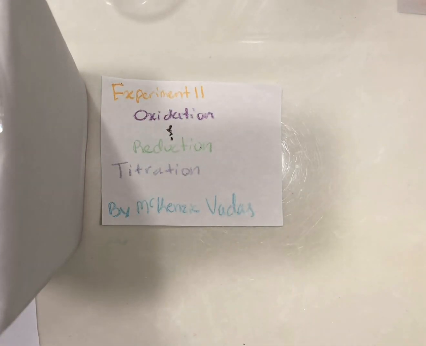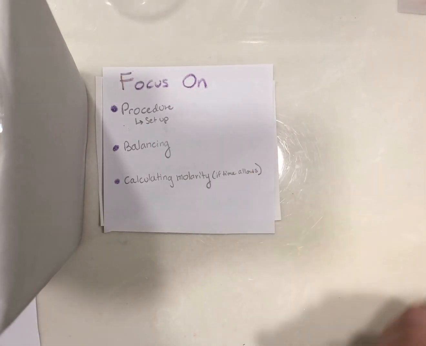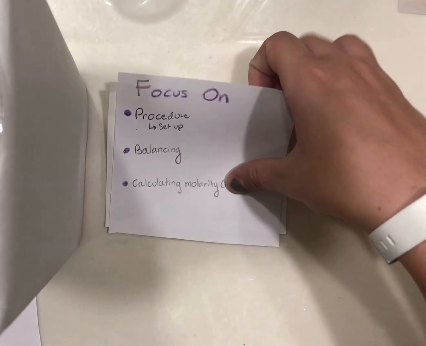Good morning. My name is Mackenzie Vadas, and for my Experiment 11 Oxidation and Reduction Titration, I will be going through the setup of the experiment, balancing the equation, and if time permits, calculating the molarity. So the first thing to go over is the setup.